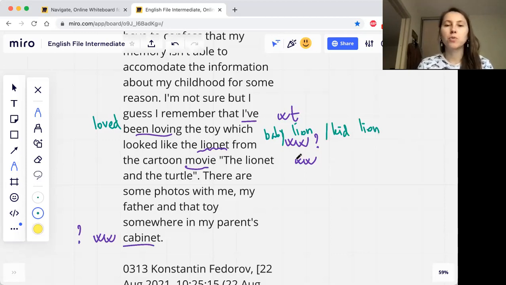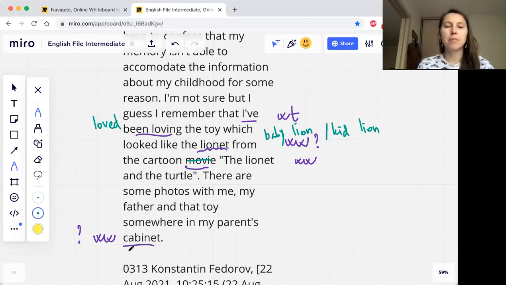Here, the cartoon movie, I put there a wrong word mark, but actually I would just exclude the word movie because by the word cartoon, we already understand what is meant. So movie is an extra word and we don't need it here. Cartoon is мультик, right? So we don't need extra words.